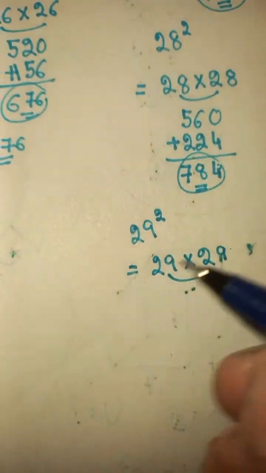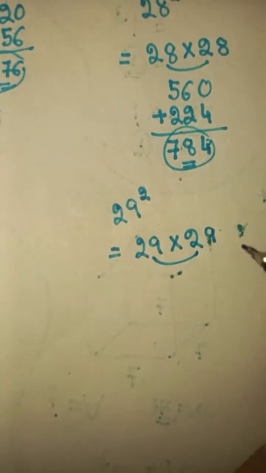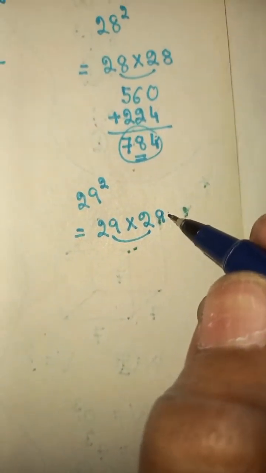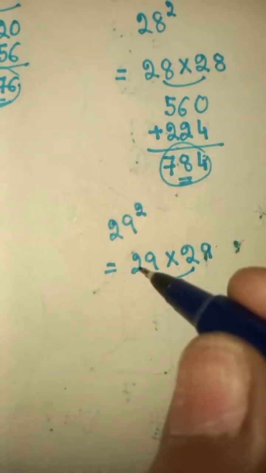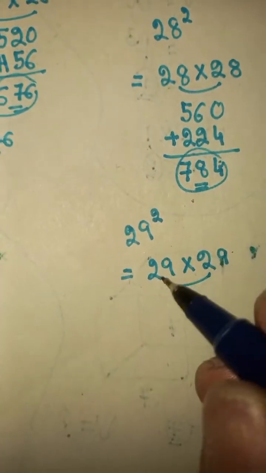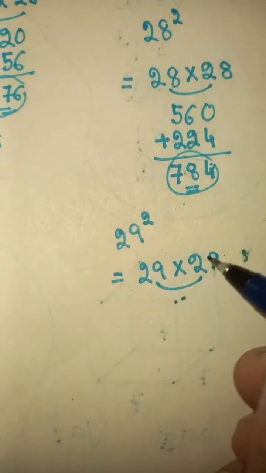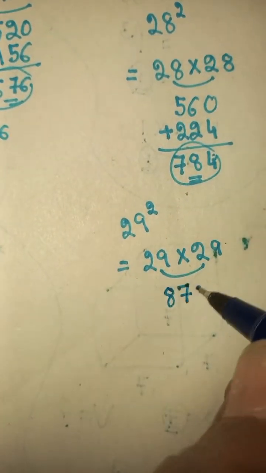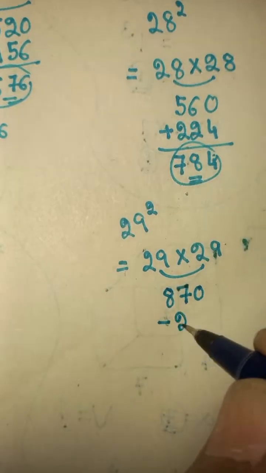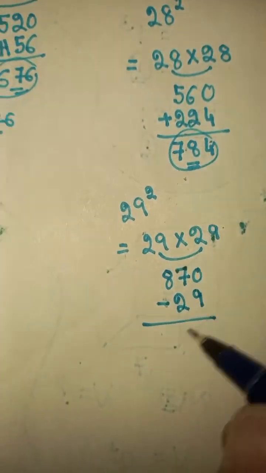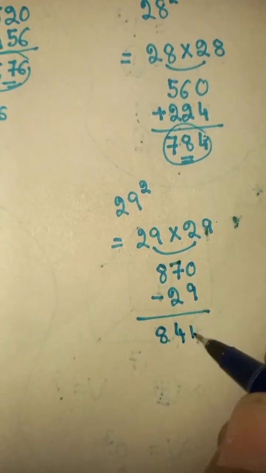Now 29 square means you can find it out as 29 times of 29. Now 29 times of 30 becomes equal to 870. 870 minus 29 times of 1, which is 29. You get this completely as 870 minus 29, 841.